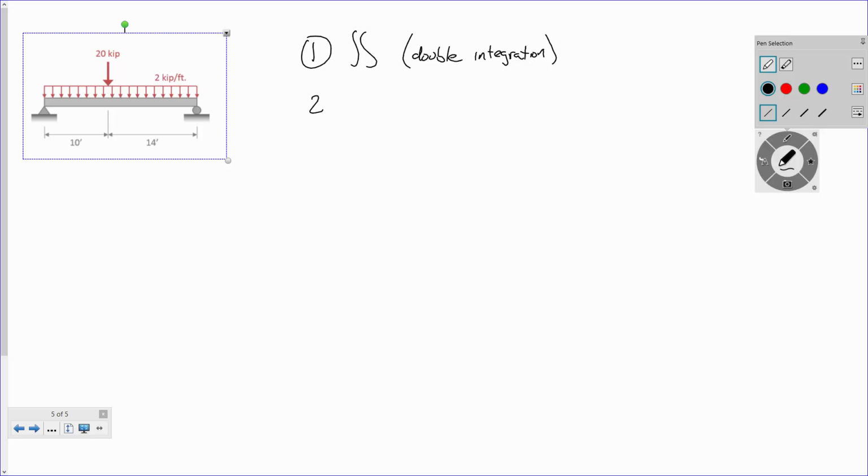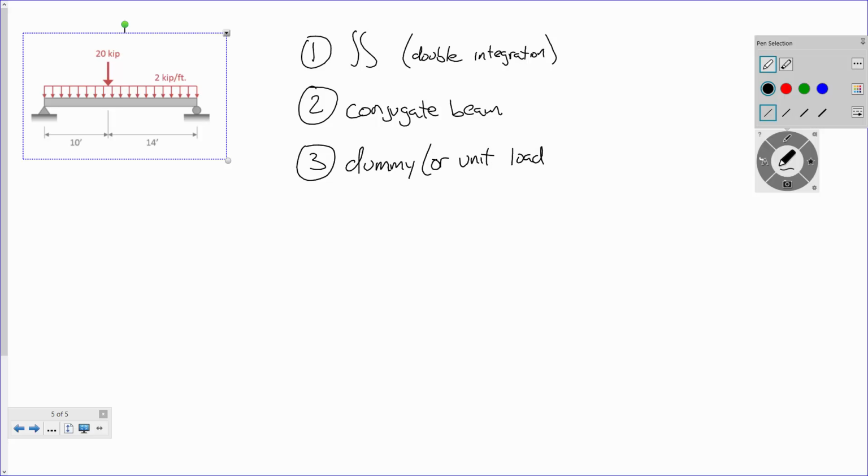Okay? You could use conjugate beam, but I don't like conjugate beam if you've got distributed loads. Conjugate beam is for when you have a whole bunch of point loads because the geometry is a whole lot easier to handle from a conjugate beam standpoint than the integrals are from a double integration standpoint. Okay? A third way of doing it is the dummy load or unit load method.